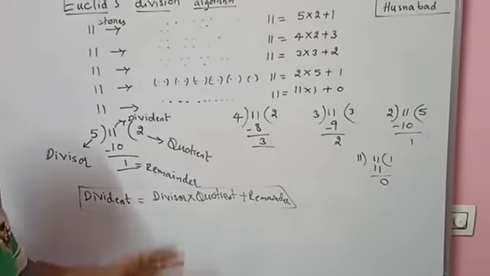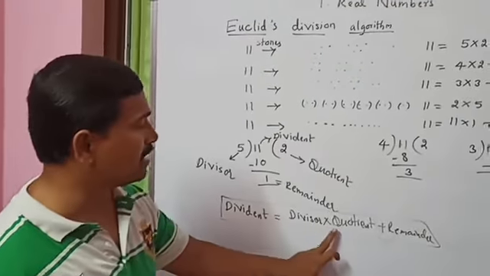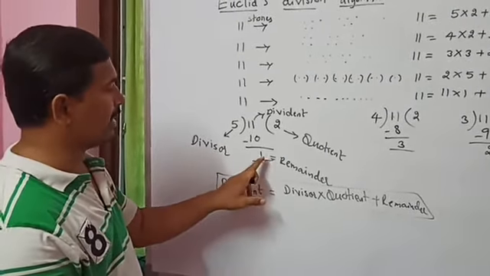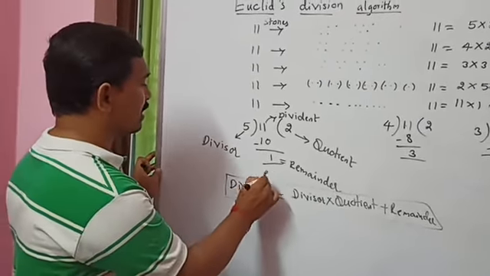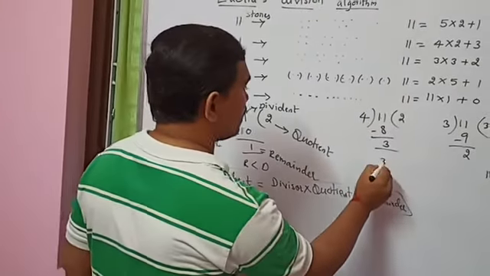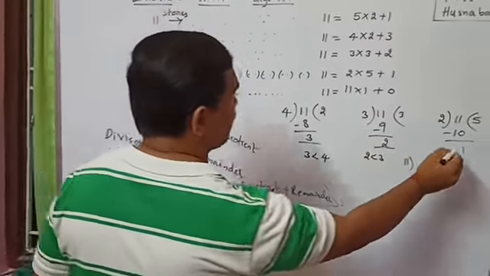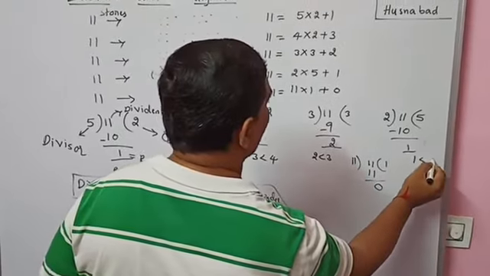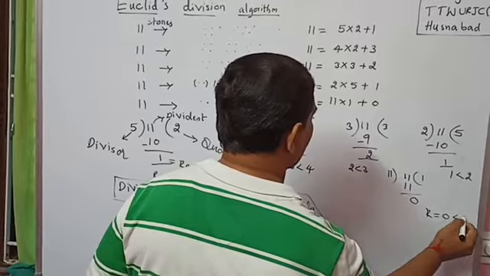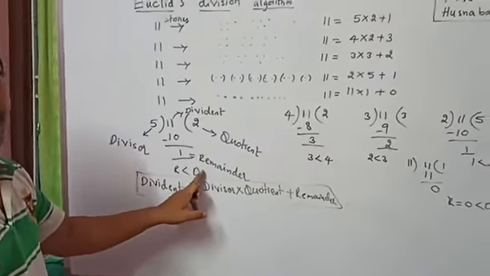So already we know this basic division. We have the division relation, dividend equals divisor into quotient plus remainder. If you see here, wherever the remainder is 1, the remainder is less than the divisor. 1 is less than 5. Here also, 3 is less than 4. Remainder 2, 2 is less than 3. Here the remainder 1 is less than the divisor. Here the remainder is 0, which is less than the divisor. In each case, the remainder is less than the divisor.